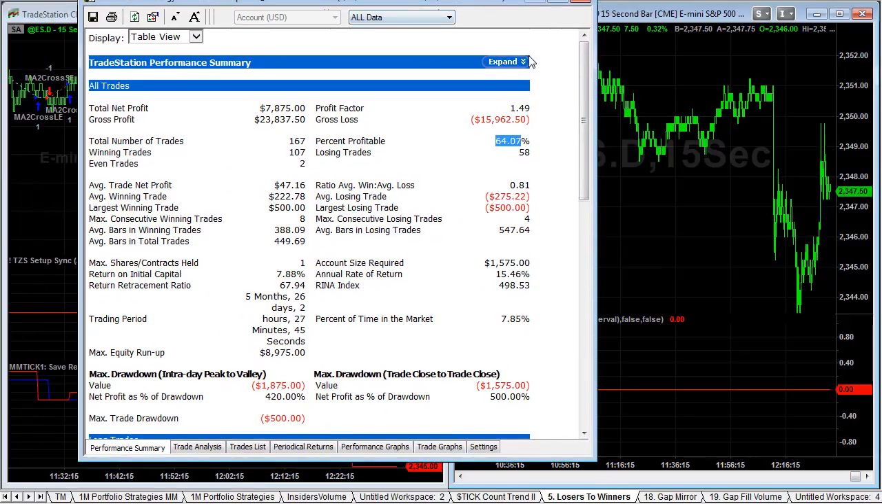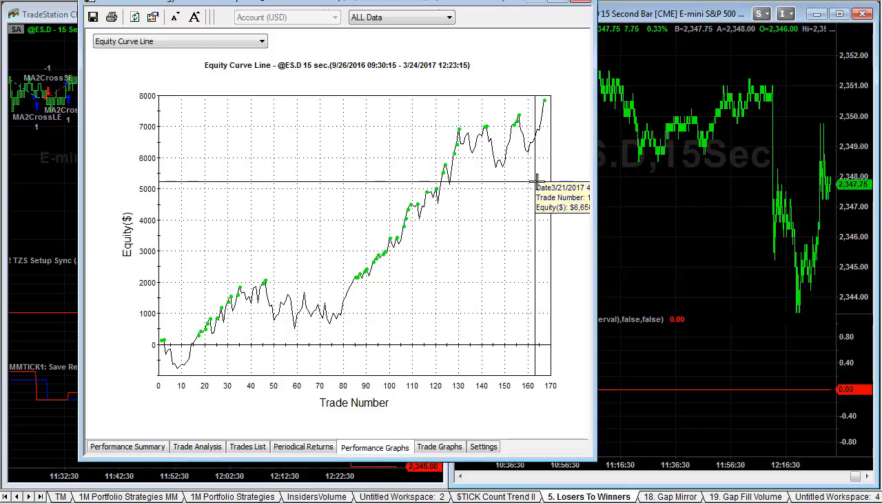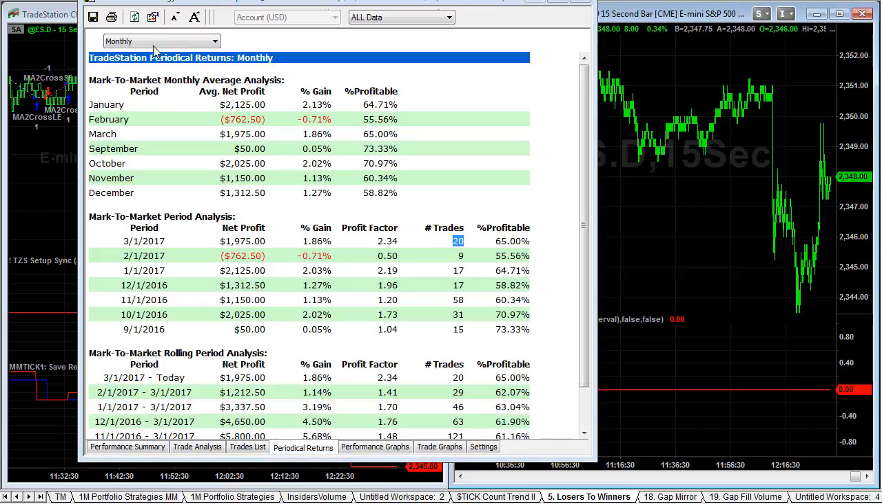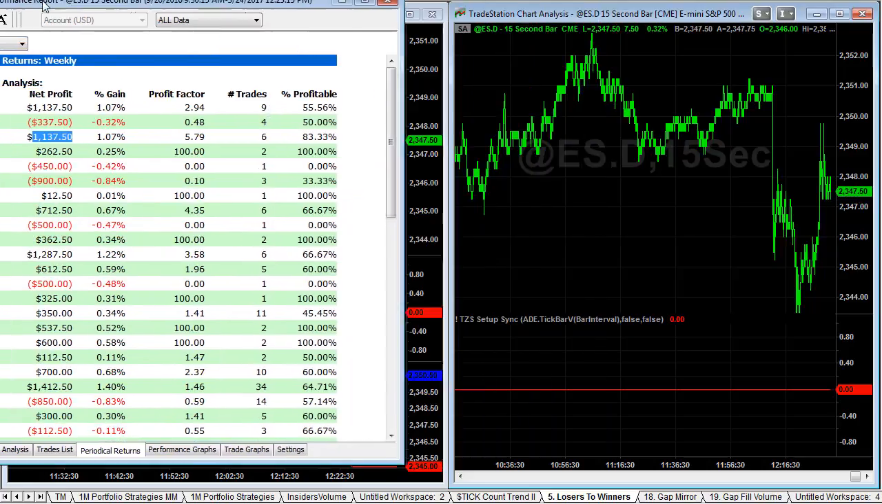Here are the results of the last 6 months. Here is the equity curve. Last time we talked about this, the equity curve was right here on the 15th. We had a drawdown earlier this week with this strong trend, and then all the chop took us to new equity peaks. And so what are the weekly results? Here's the monthly results. And the weekly results are 1137.50 on 9 trades.